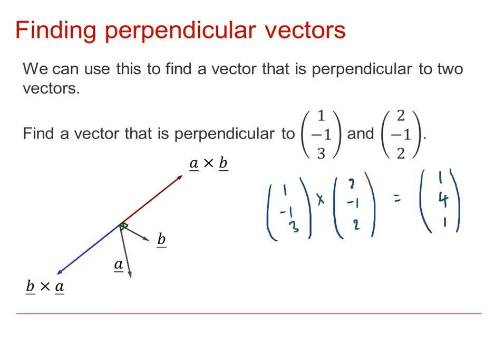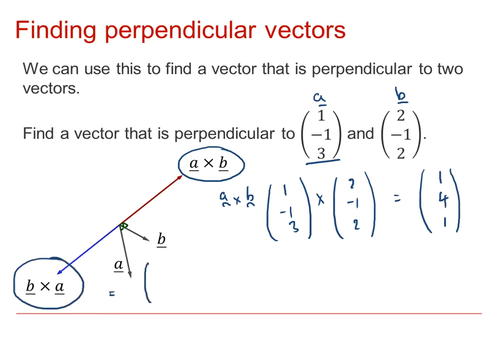So this is A cross B, where the first vector is A and the second is B, and the result will be (1, 4, 1). If we did B cross A, then it would be directly opposite to that, so this would be equal to the vector (-1, -4, -1).